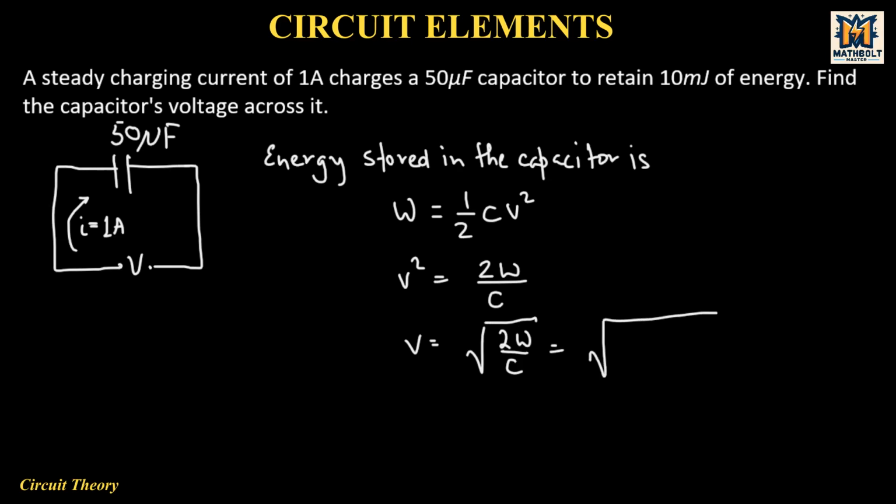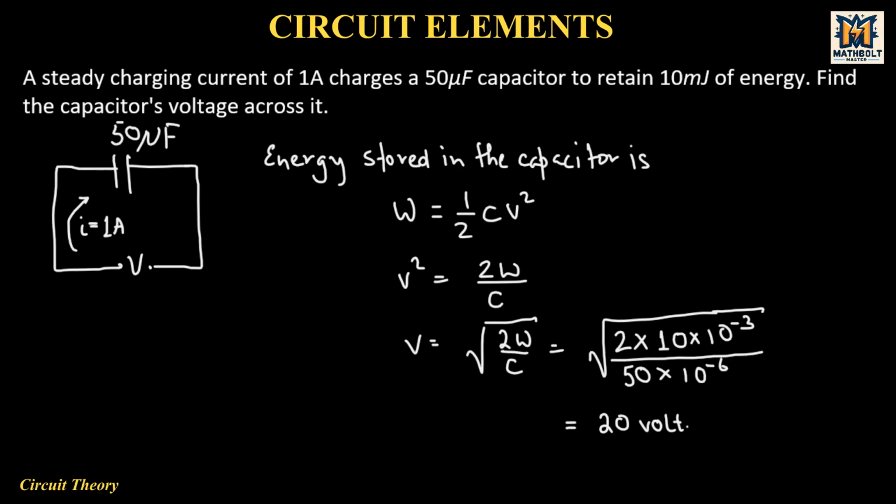So 2 into energy, which is 10 millijoules. So 10 millijoules will be 10 into 10 raised to the power negative 3, divided by the capacitance value. The capacitance is 50 microfarad, so 50 into 10 raised to the power minus 6, since micro is 10 to the power minus 6. So when I solve this, I get the value 20 volts.